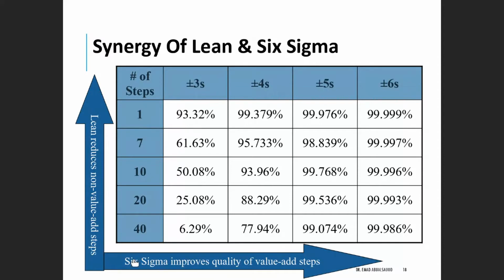As you reduce the number of non-value added steps, you give Six Sigma the chance to improve the quality of the value added steps. For the remaining steps that have value added, you have the chance to reduce their variability and improve the sigma level to the highest level you can. So this synergy or interaction between Lean and Six Sigma shows how those two methods work together.